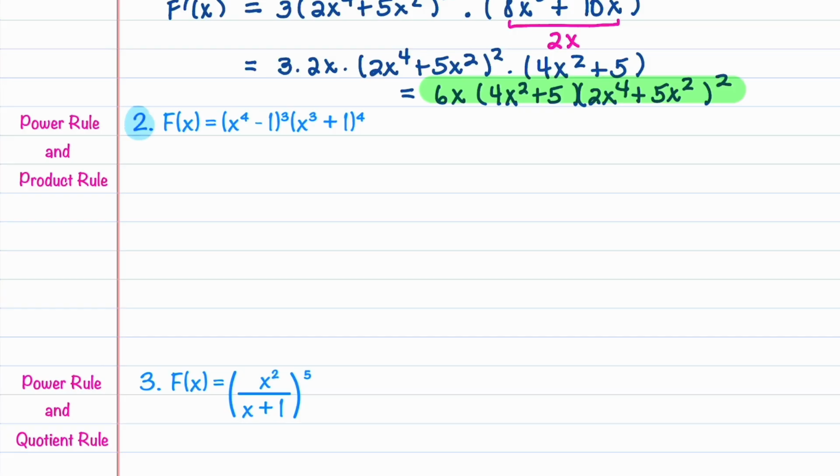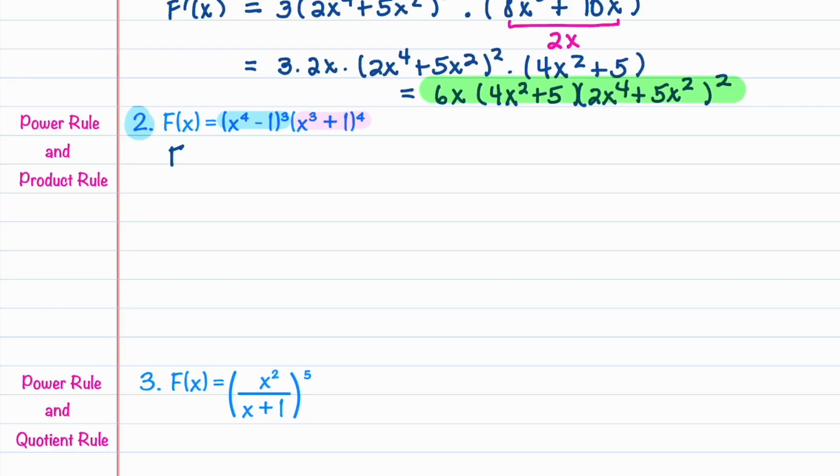Let's now look at our second example. In this example, in addition to the chain rule, we are going to use the power rule and the product rule. Our function has 2 terms, which is why we're going to need to use the product rule. Here's the first term, and then here's the second term.